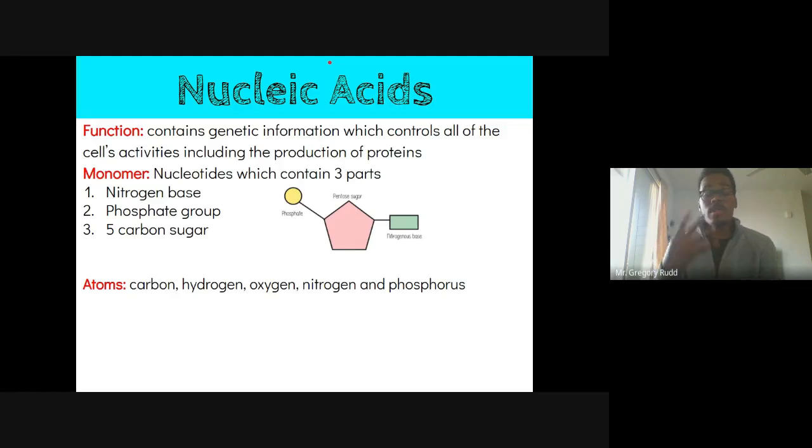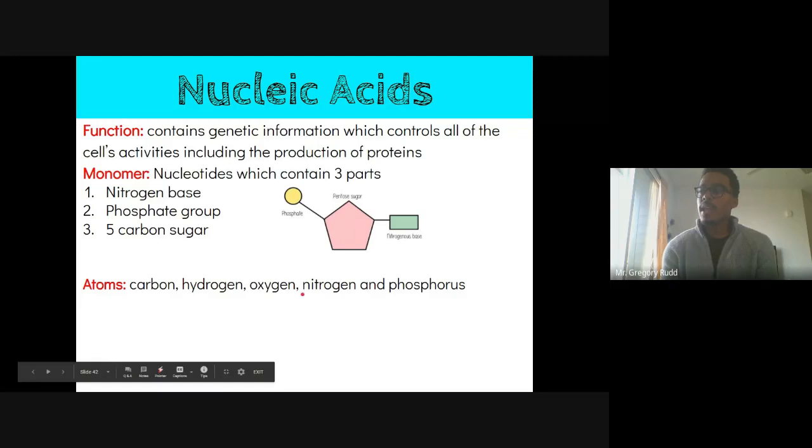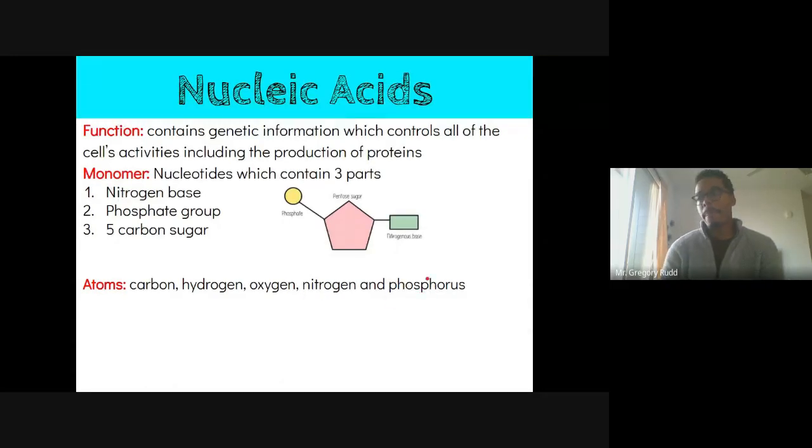And then lastly, remember, there are always those 4 things that I want you to know about each of our 4 biological compounds. You need to know the monomer, you need to know the atoms, you need to know the function, and then we're going to give you some examples as well. You need to know those 4 things. So here we've got those same 3 atoms, carbon, hydrogen, and oxygen, but we're adding 2 more for nucleic acids. Nucleic acids also have nitrogen as well as phosphorus. Carbon, hydrogen, oxygen, nitrogen, and phosphorus.